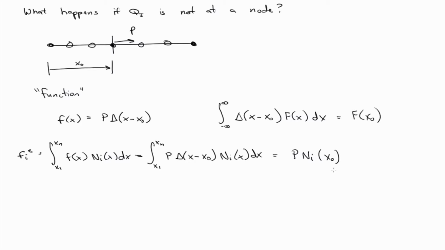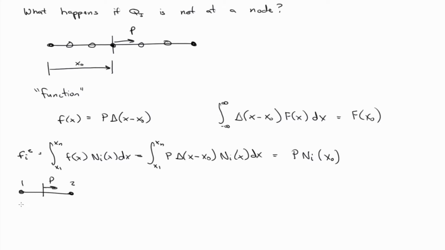So basically what this says we do is we use the shape functions to distribute the force to the nodes. If we have a source interior to an element, we use the shape functions to distribute it to the nodes. Let's look at an example with linear interpolation, so 2 nodes, with some P applied in the middle.